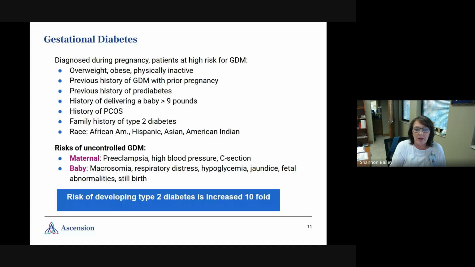And for the baby, a larger than normal birth weight, respiratory distress, hypoglycemia, and jaundice. They can have fetal abnormalities. And if the blood sugar has been severely uncontrolled, the baby can also die at birth. So it's a big deal. The risk of developing type 2 diabetes is increased tenfold for these mothers if they had gestational diabetes when they were pregnant.